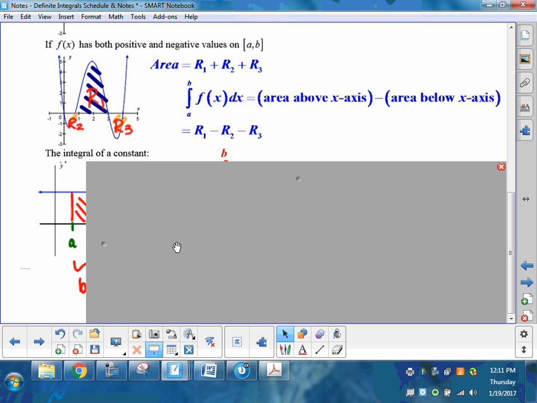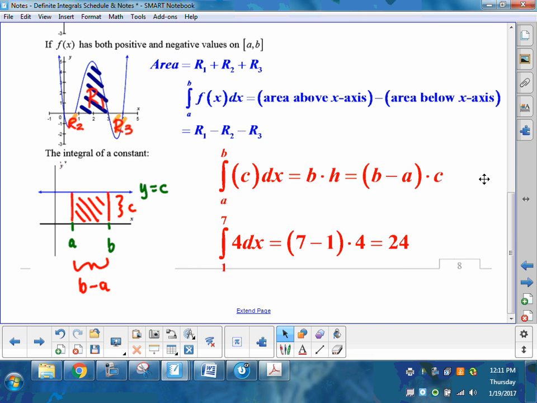The integral of a constant. Now, the integral of a constant is going to be kind of easy. You did this already. Think about if you graph out a constant, like y equals 5, and you're collecting the area under it from 1 to 2, what shape would that create? A rectangle. So it's going to be really easy. Base times height.